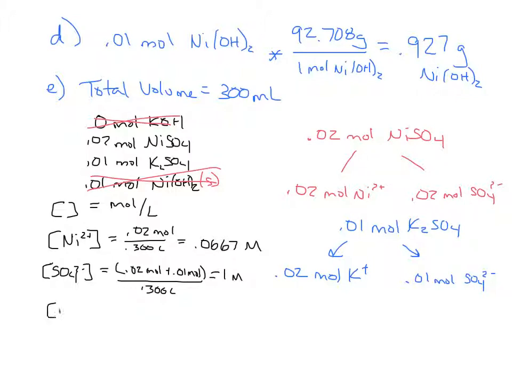And then the last one is just going to be K plus. Since that's only got one contribution, that is a fairly easy calculation. Oops, 0.1. So 0.0667 of the nickel and potassium, but 0.1 molar of the sulfate because I had two contributions of it. Questions?